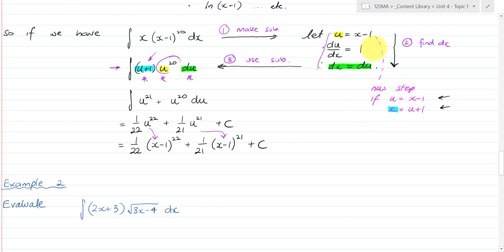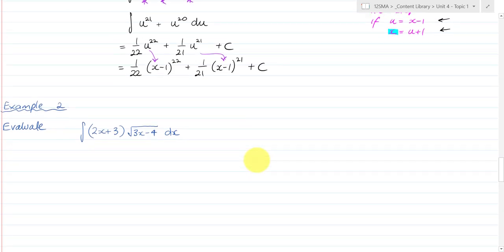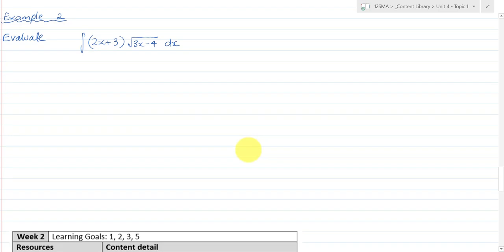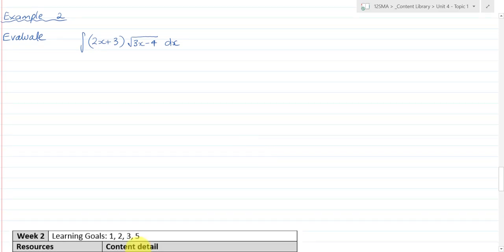Might not always be 1, but it will always be something fairly simple, just a number probably. Let's have a look at example 2. Now in this case, they're both linear terms. So that makes it a bit trickier, but not that tricky. What we have to ask ourselves is, what's the hardest thing about this? And it's this 3x minus 4.